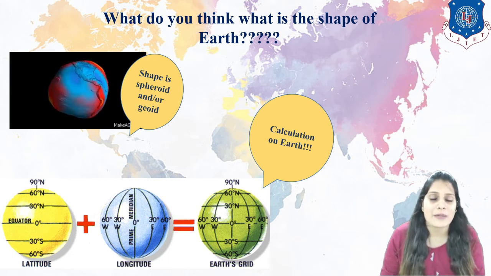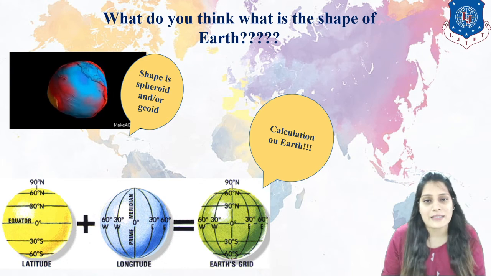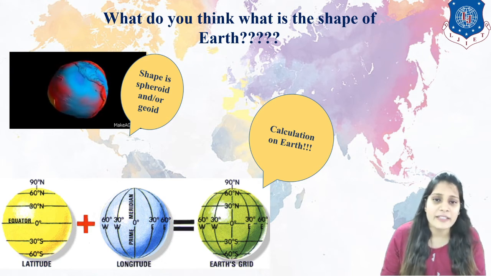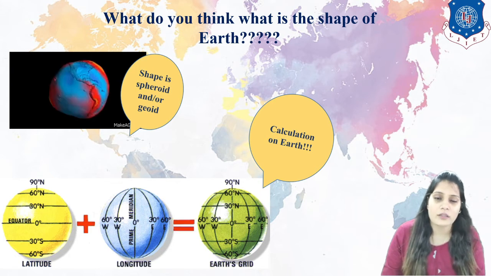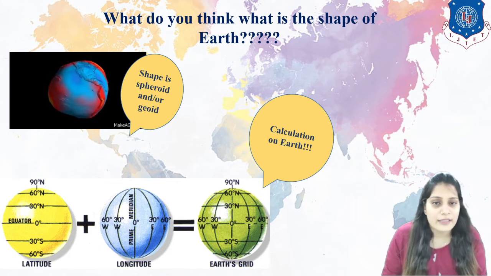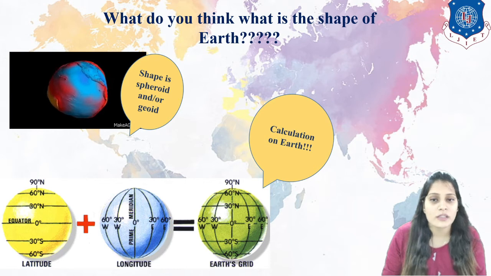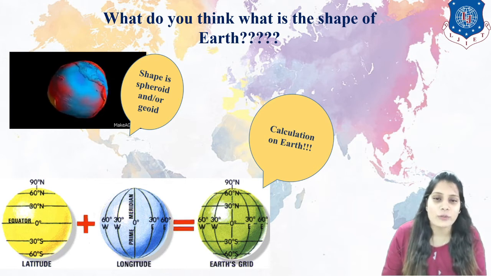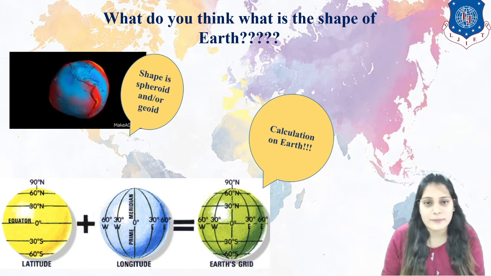How many lines are passing from the equator? How many lines are passing from north to south? That is meridian. And we have derived our earth's grid. Can you see this green? What have I shown here? When you add latitudes and longitudes, you get one grid on the earth.